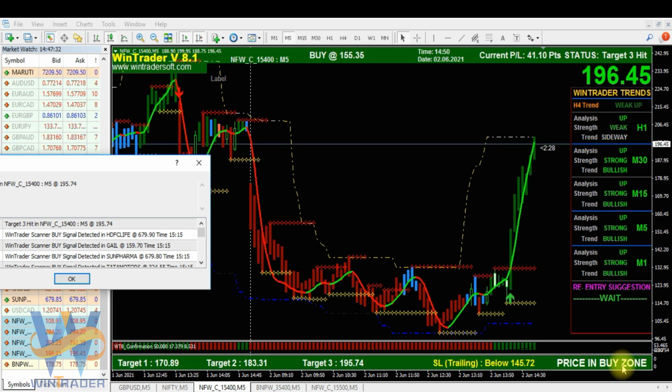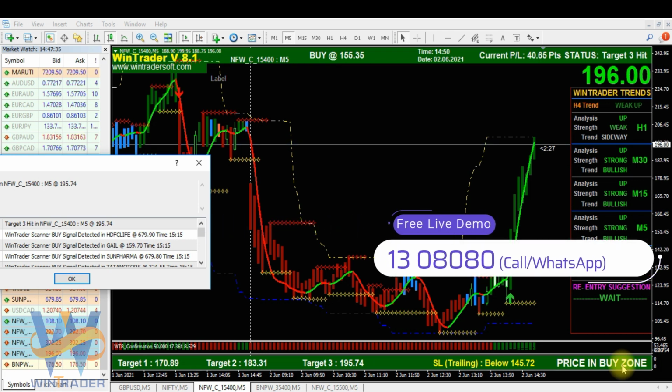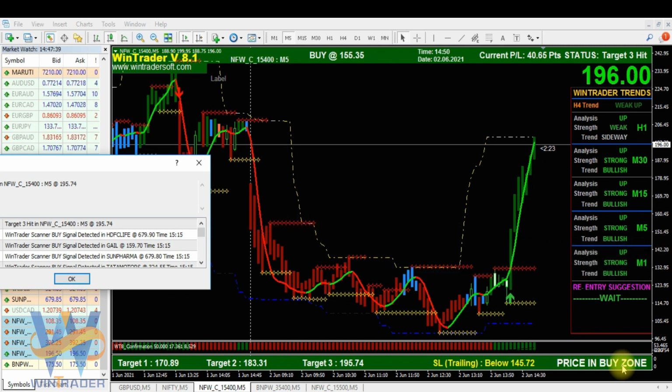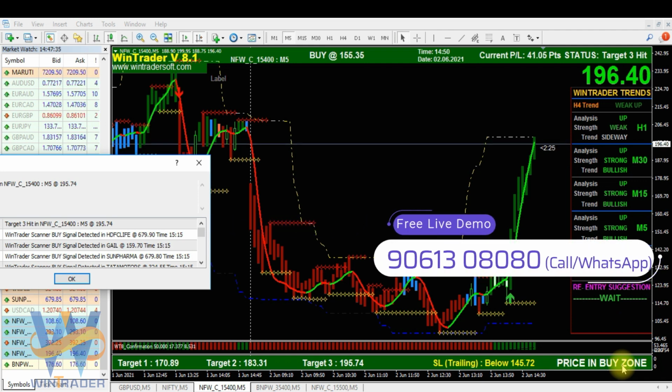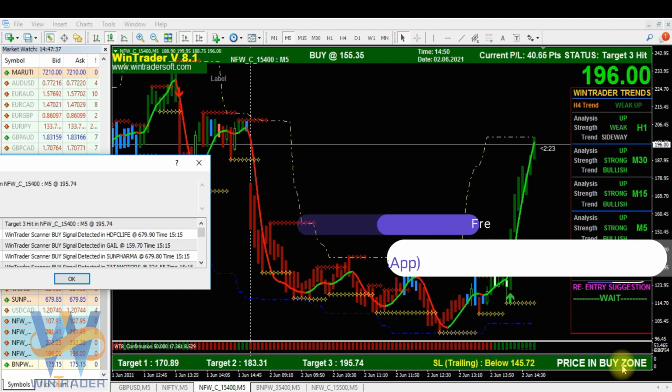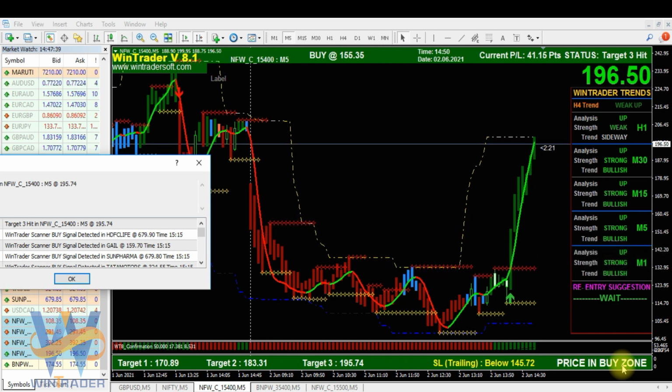In that case, after this third target, if there is any chance of continuing in the market, we'll get a re-entry suggestion here, in the right corner dashboard, there is a re-entry suggestion. Right now it's in wait mode. If there is any chance it continues the buy trend, we'll get a new buy price appearing here with the new target. That's the re-entry suggestion. The target entry price and target price will be generated if the signal continues. Only in that case will we get the re-entry suggestion.